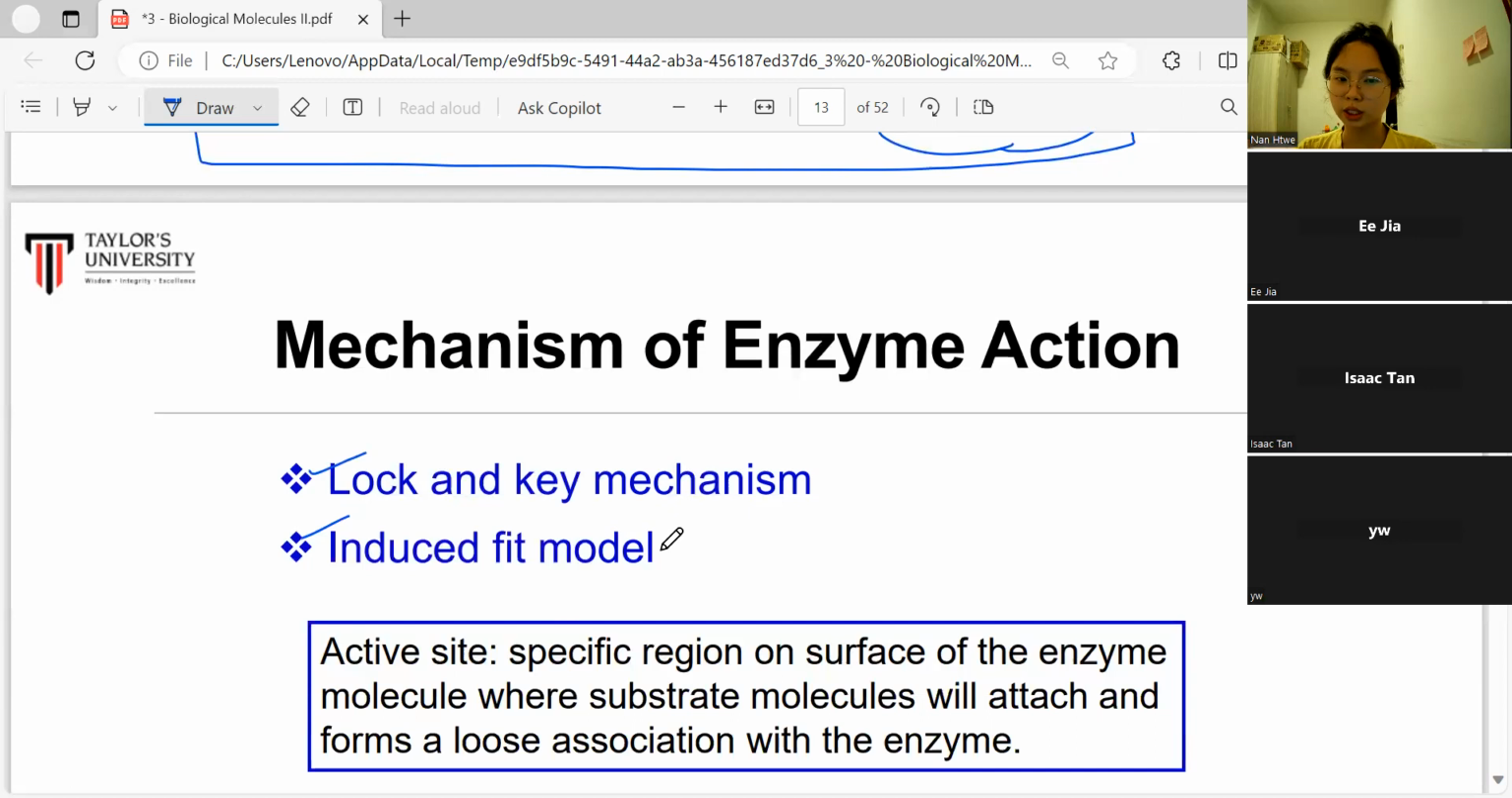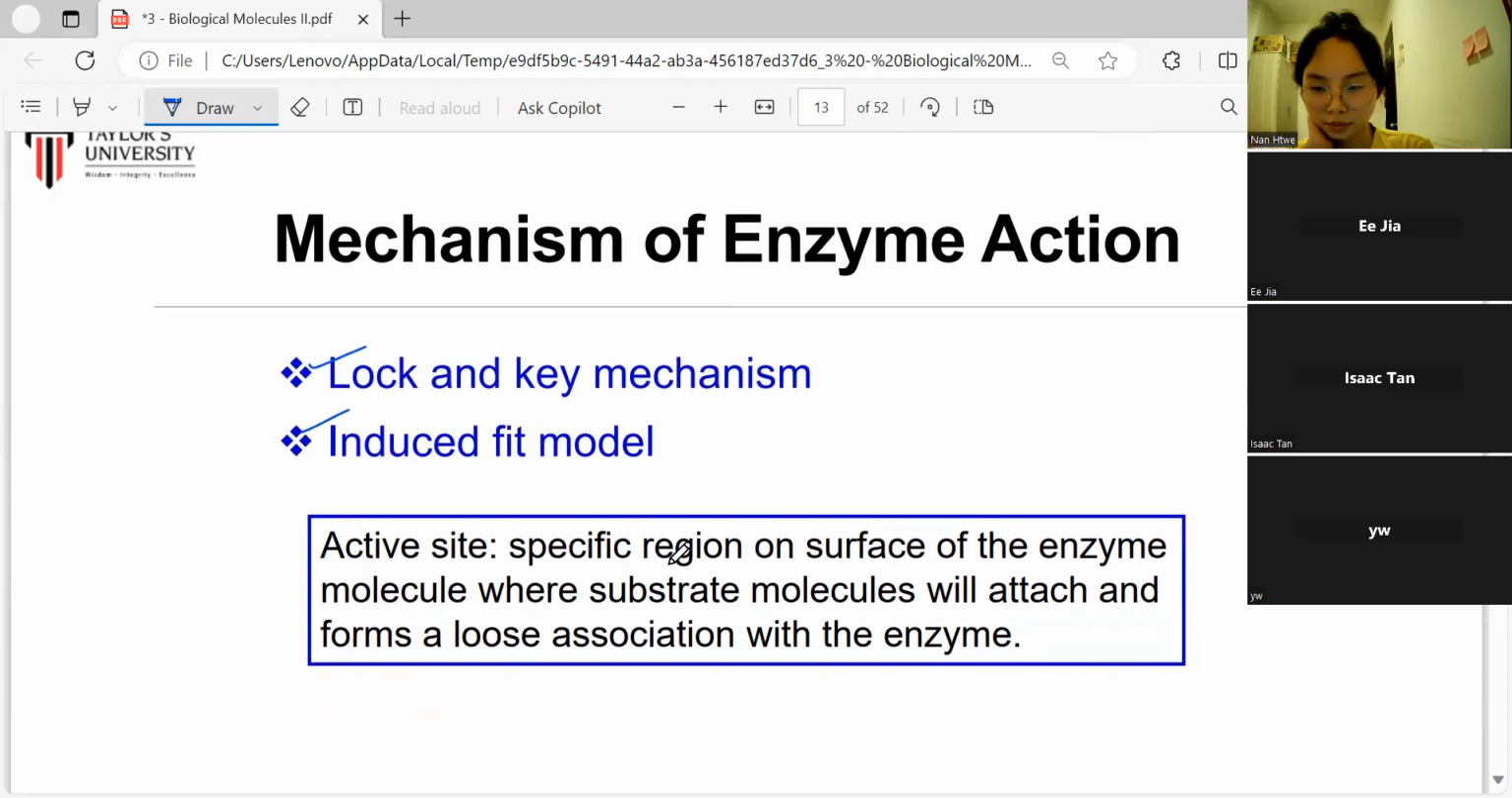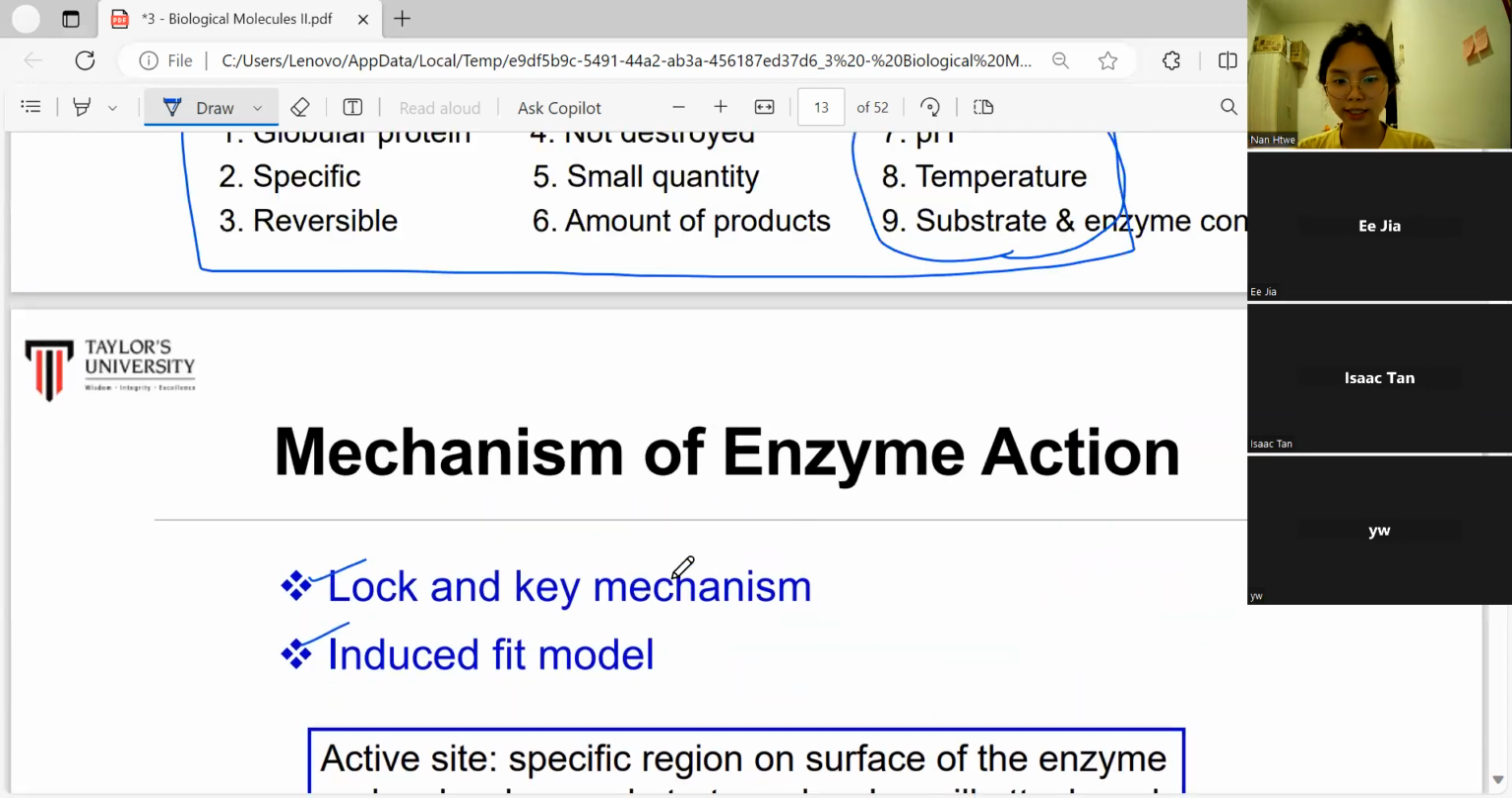So what is the difference between these two, Lock and Key and induced fit model? What's the difference? Lock and Key mechanism shows that the enzyme doesn't change its shape when it binds to the substrate. But then the induced fit model says that when the substrate binds to the active site of an enzyme, the active site kind of changes the shape to fit the substrate. Yes, that is true. Great.